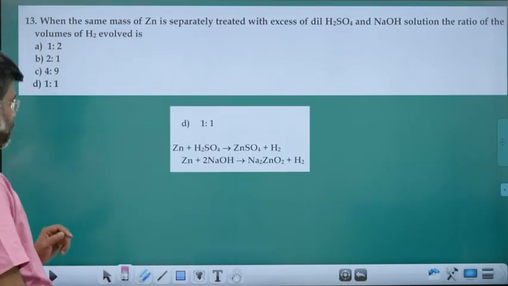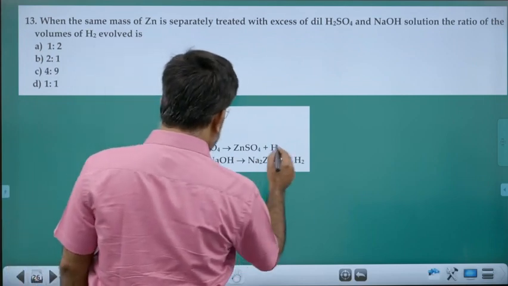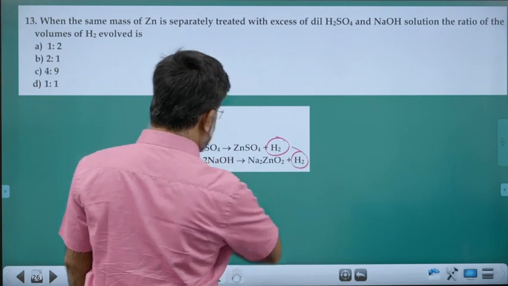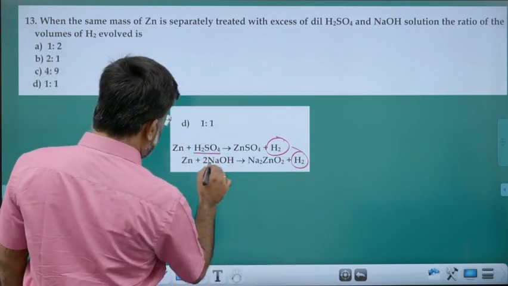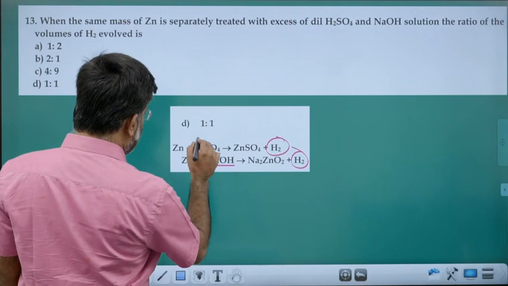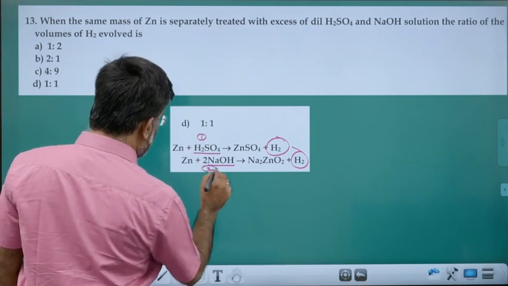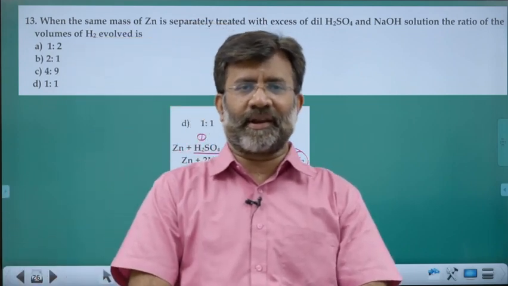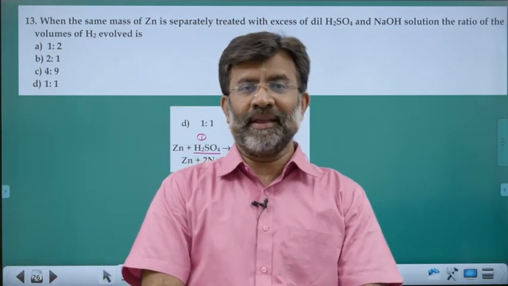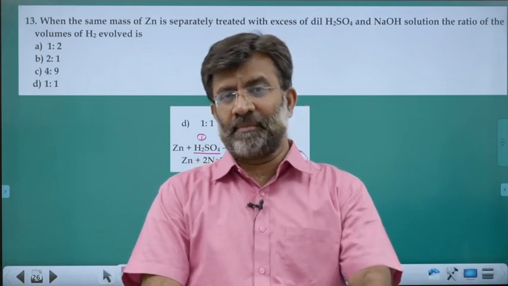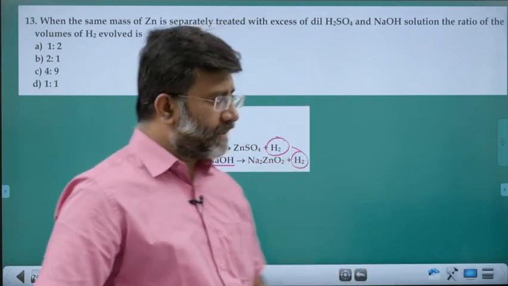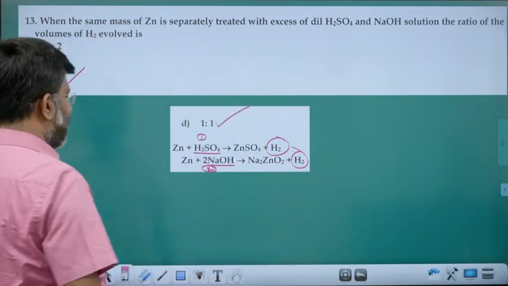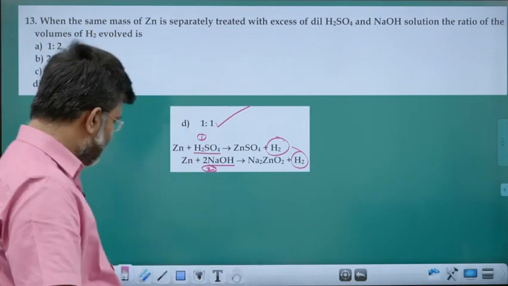Option D. You see, 1 mole zinc with the sulfuric acid, you get 1 mole hydrogen. 1 mole zinc with NaOH, you get 1 mole hydrogen, while the quantities of these are different. Sulfuric acid, it is 1 mole. NaOH, it is 2 mole. Suppose it is asking, what is the quantity of sulfuric acid and NaOH ratio? It will be 1:2, not in terms of mass, but in terms of moles. Here what is asked is the amount of hydrogen produced. It is 1:1, option D. Okay, next question.